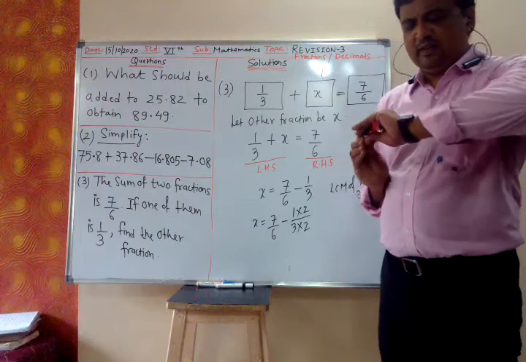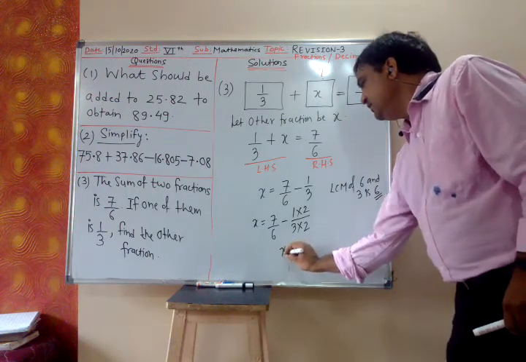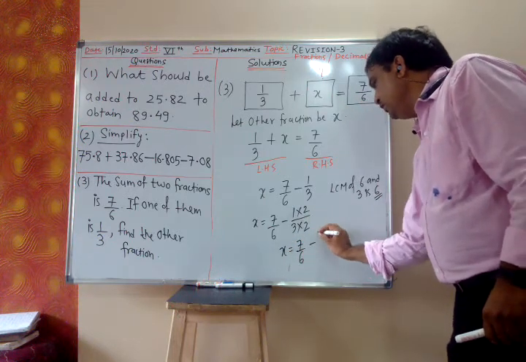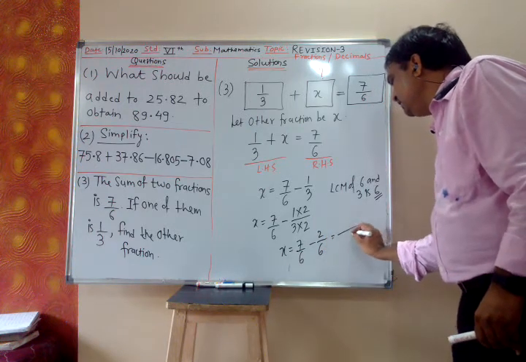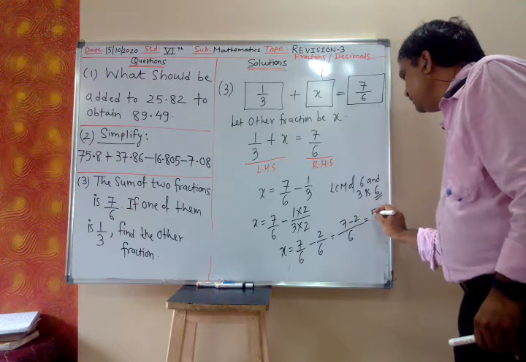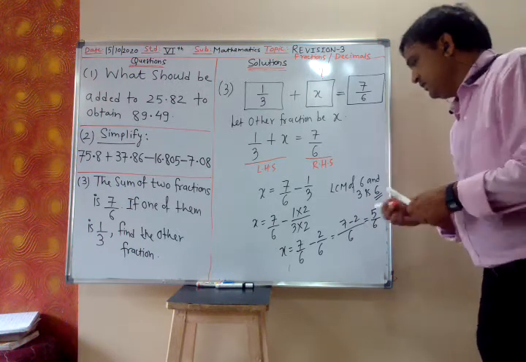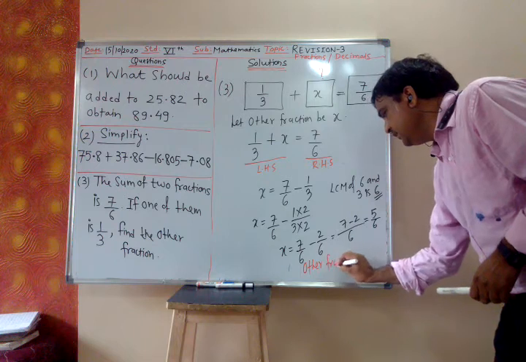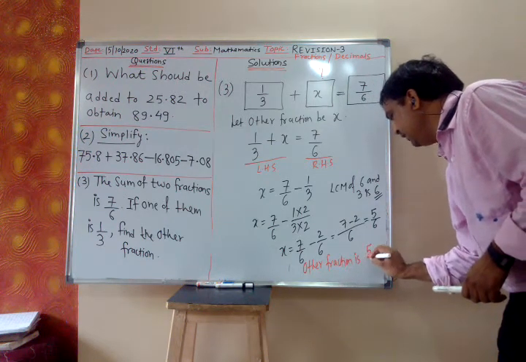So x is 7 by 6 minus 2 upon 6. Now the denominator is the same, so I can take 6 and do 7 minus 2. So that is 5 upon 6. So the other fraction is 5 upon 6.